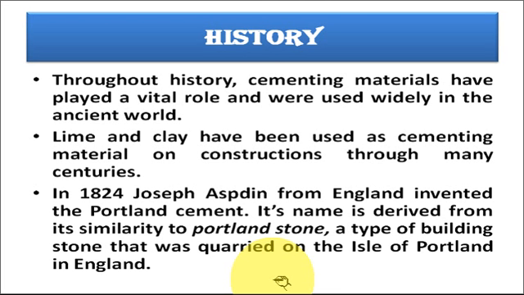But the form of cement which is used nowadays is Portland cement. And this Portland cement was discovered by Joseph Aspdin in 1824. Its name is derived from its similarity to Portland stone, a type of building material that was quarried on the isle of Portland in England. That is why its name is Portland cement.